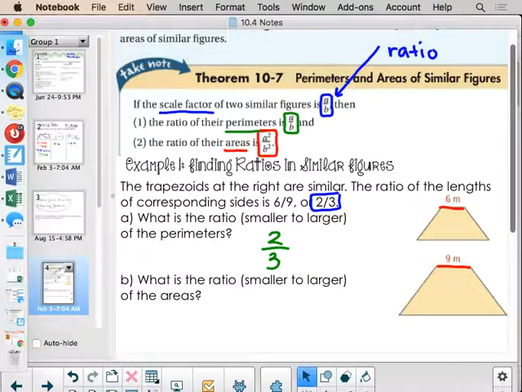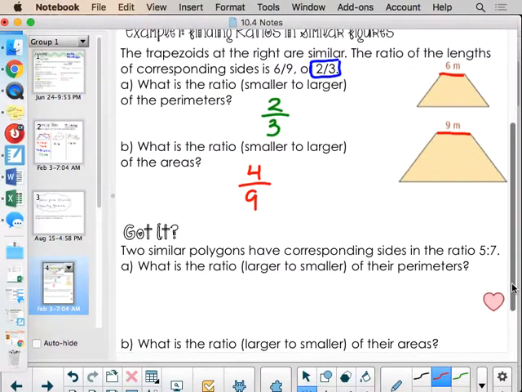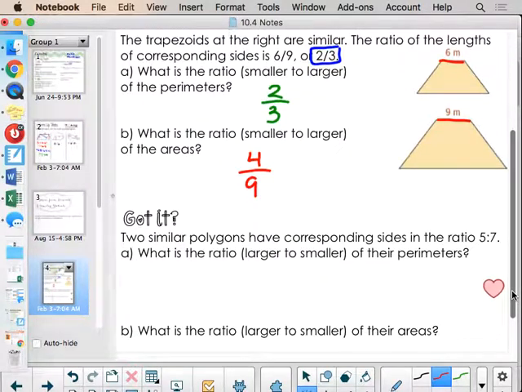All right, then, so what is the ratio of their areas going to be? What do I need to do to my scale factor to get my ratio of my areas? Joey? Square them to 4/9. Very good. I'm just going to square both these numbers. So my ratio of my areas is 4/9. Questions on that? All right, it is now your turn. You have 2 got it questions, so it is now your turn.